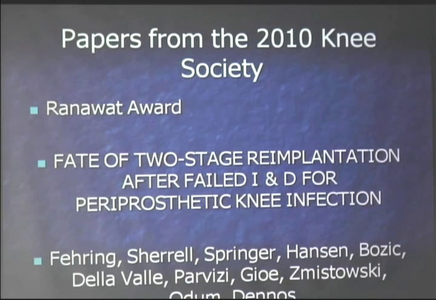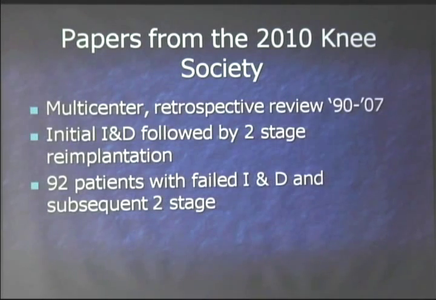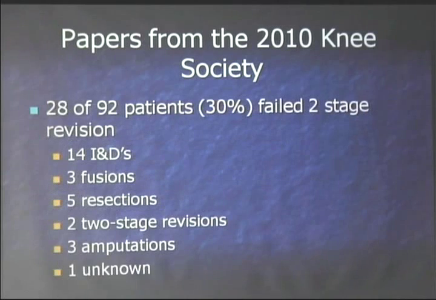This is the second paper that I found interesting. This was Tom Faring's group, another multi-center study from several institutions. And this is the fate of two-stage reimplantation after a failed IND for periprosthetic infection. So once again, multi-center study over many years. They took all of the patients that initially underwent an IND that failed and went on to two-stage reimplantation. They came up with 92 patients who had failed that IND and subsequently had the two-stage, and of those 92 patients, 28 of which failed their two-stage revision.